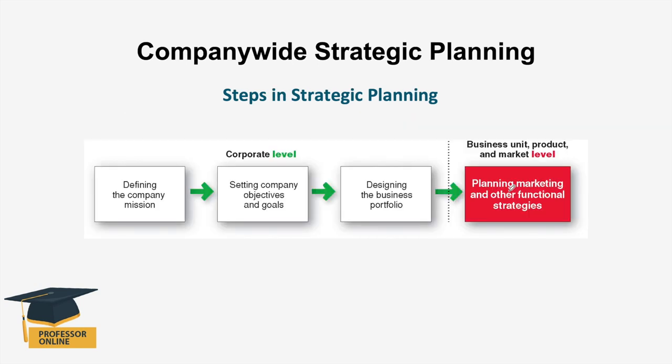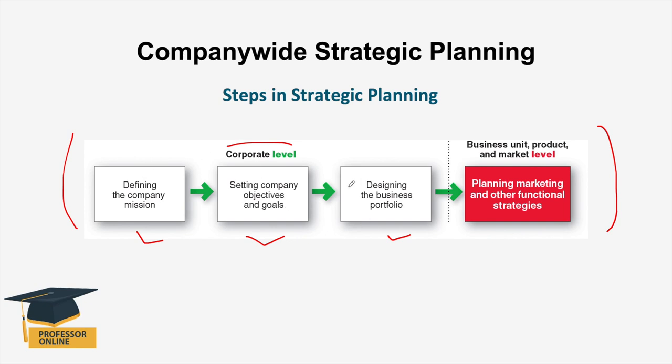Now, if we move forward a bit, this is actually a very good overview of strategic planning. These are the steps in a strategic planning. Like I said before, I've taken some of the topics out because I feel as a marketing student, you do not need those topics at the moment. So how to define a company's mission, how to set the objective and goals, how to design a business portfolio. I feel these are not important at the moment because these are corporate level things which people sitting at the top, CEOs, chief marketing officers, and managers, they decide these three things.